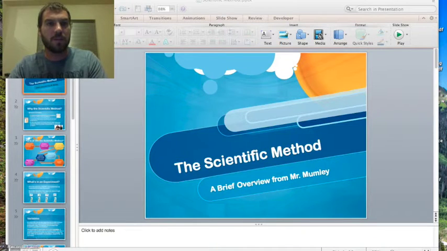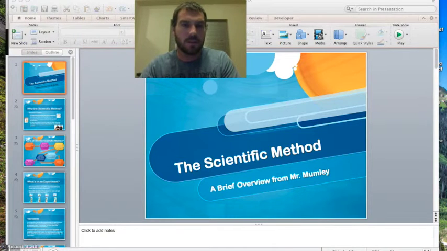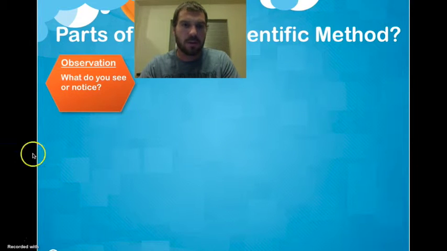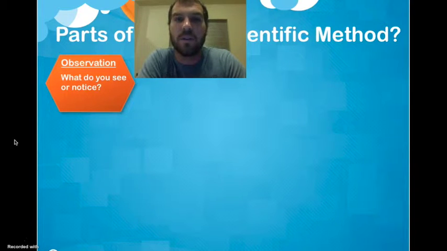So, what are the steps of the scientific method? We've probably already talked about them over 3 or 4 years, whether it's 4th grade or 5th grade or 6th grade or 8th grade. We've heard them before, but the first step is always, what do I see? What do you notice? Observation. What do I see or notice?